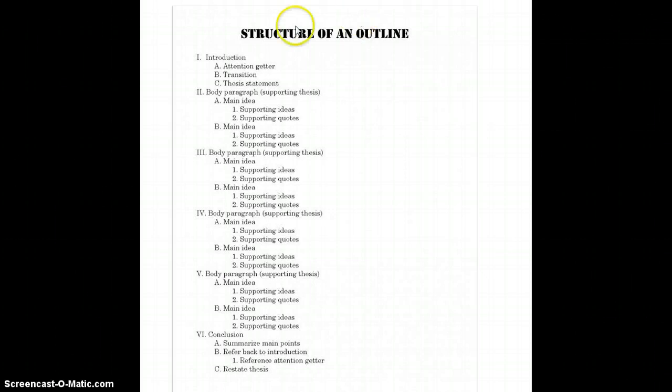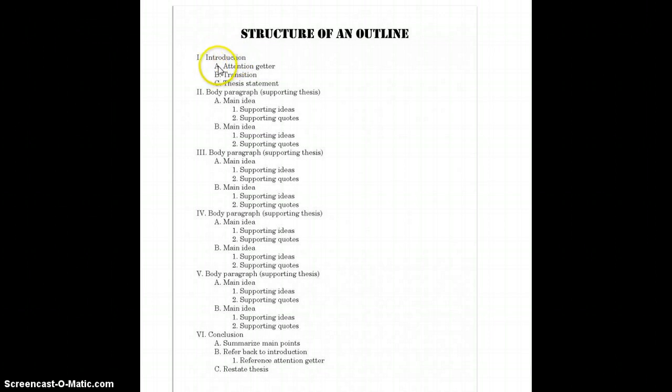At the top of your screen, you will see the title. This is where you will place your working title for your paper. You should try to develop a creative and original title for your paper, even if it's not ultimately the title you end up with. Next, right here with the Roman numeral 1 comes the introduction.